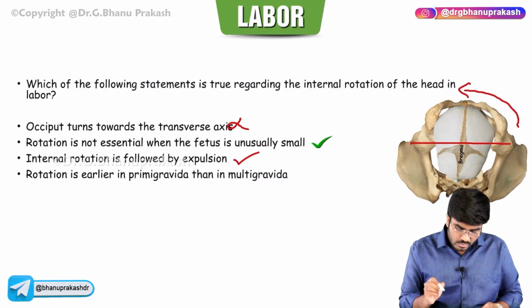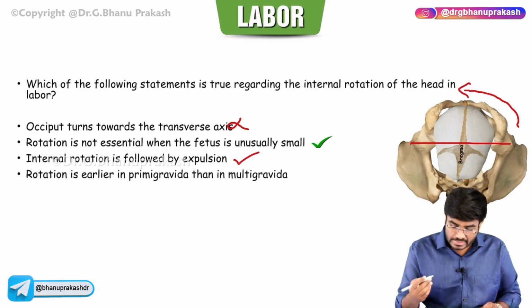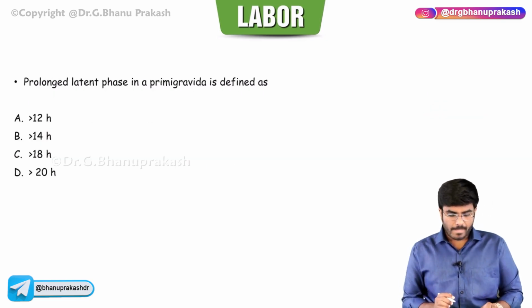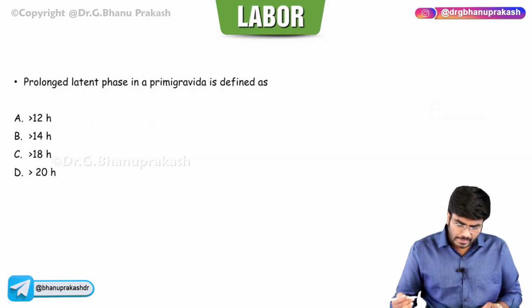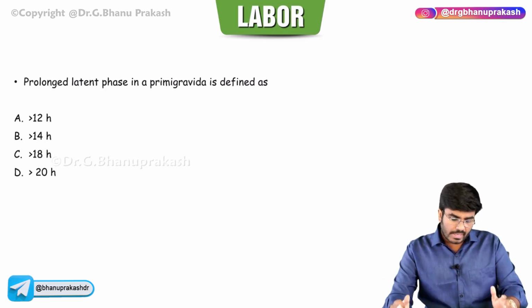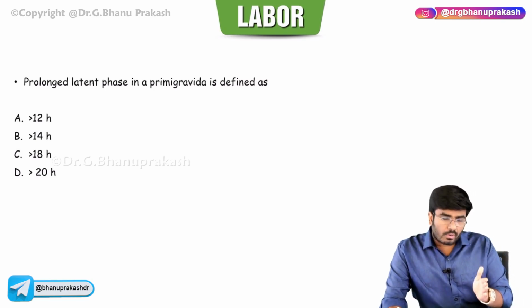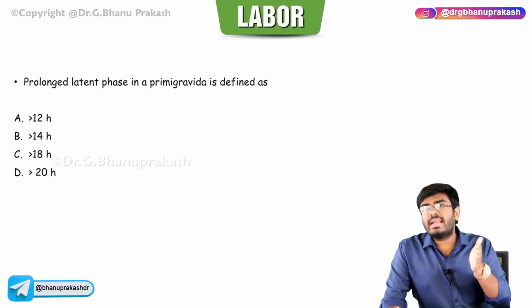No, rotation is going to be earlier. Rotation is going to happen earlier in multigravida, not the primigravida. Now, prolonged latent phase in a primigravida is defined as prolonged latent phase. Guys, latent phase is actually a part of the first stage of labor. Now, in the first stage of labor, there is this latent phase and active phase.